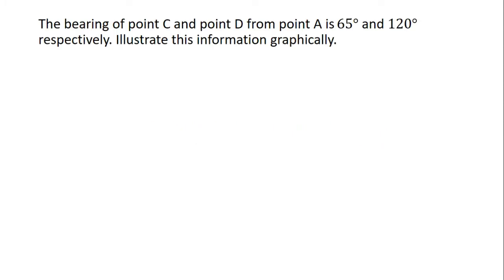The bearing of point C and point D from point A is 65 degrees and 120 degrees respectively. Illustrate this information on a diagram. We have the bearing of point C and point D, and both of these bearings are taken from point A, and the angles are 65 degrees and 120 degrees respectively, and we are supposed to represent this information on a diagram.